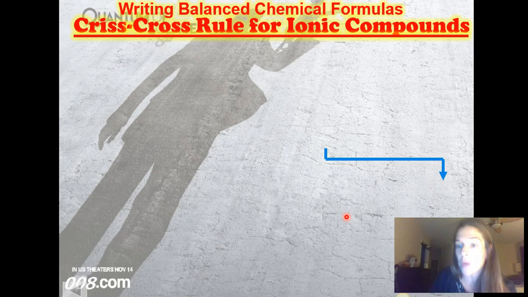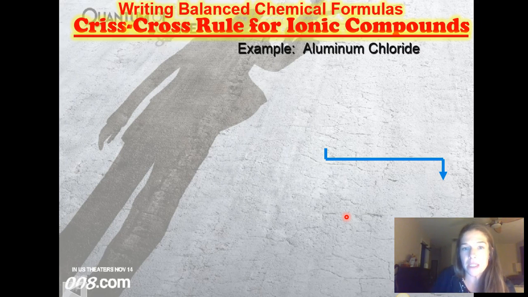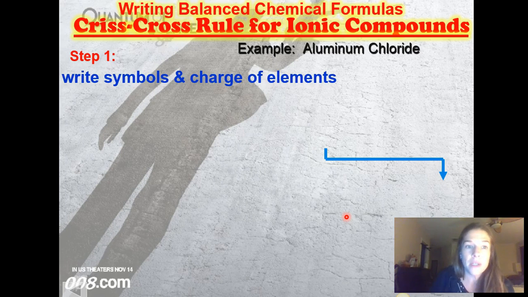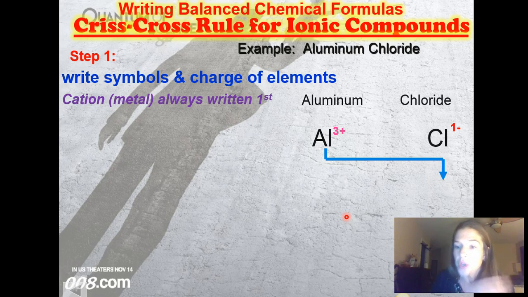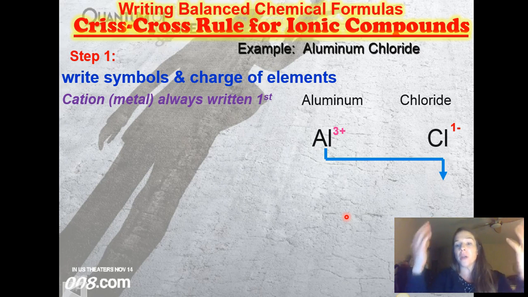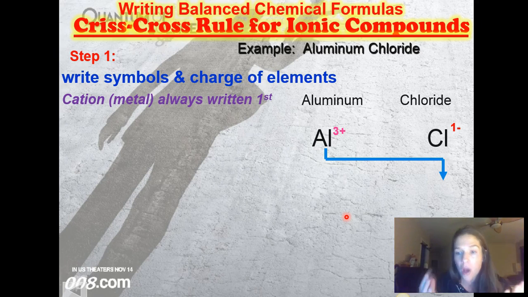We do something that we call the crisscross rule to make this a little bit more simplistic. So our example is aluminum chloride. Step 1, write the symbols and the charges of the elements. So our cation, our metal, and in this case, aluminum, is going to be written first. So there's our aluminum, there's our chloride or chlorine. Okay, aluminum has a +3 charge. How do we know that? Because we went to the periodic table and we looked at what column it was in. Okay, aluminum is in the 13th column.